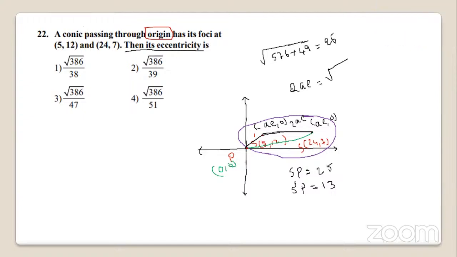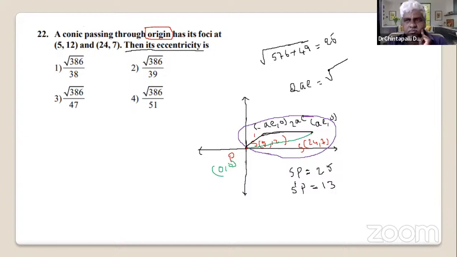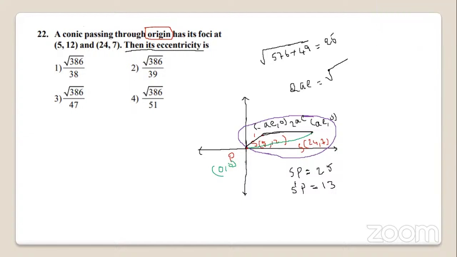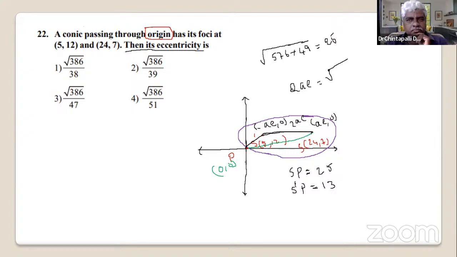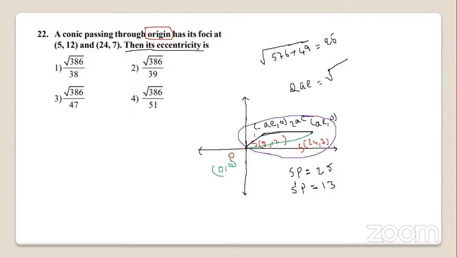Negative 5 whole square, 25. 361 plus 25, not minus, sorry, plus. So 386. Very good. Root 386.